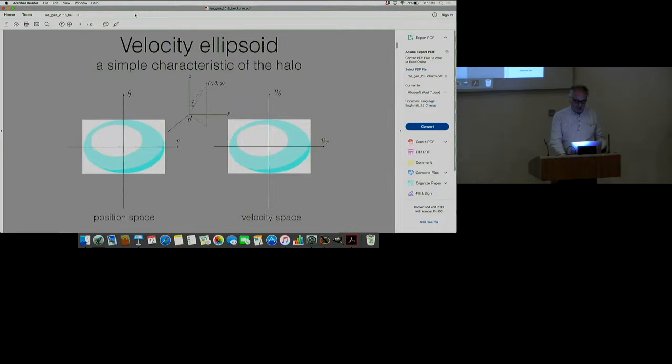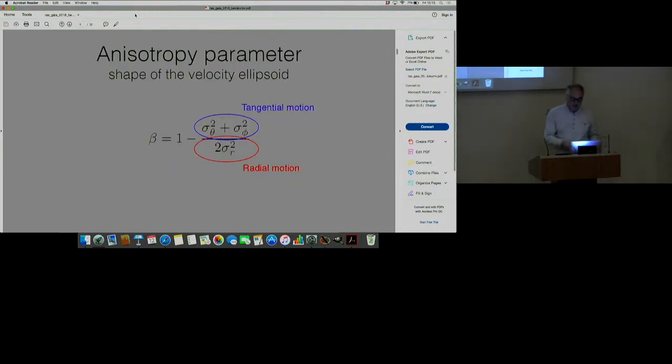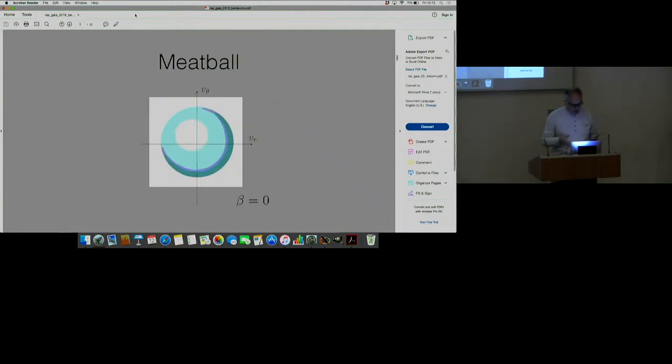radial velocity axis. So what's an interesting parameter to consider is the anisotropy parameter, which tells me about the shape of the velocity ellipsoid. And conventionally that's indicated by beta equal to 1 minus the sum of the two angular velocity dispersions divided by 2, and then divided by the radial velocity dispersion. So it's 1 minus the tangential motion divided by the radial motion. So what's on the menu?